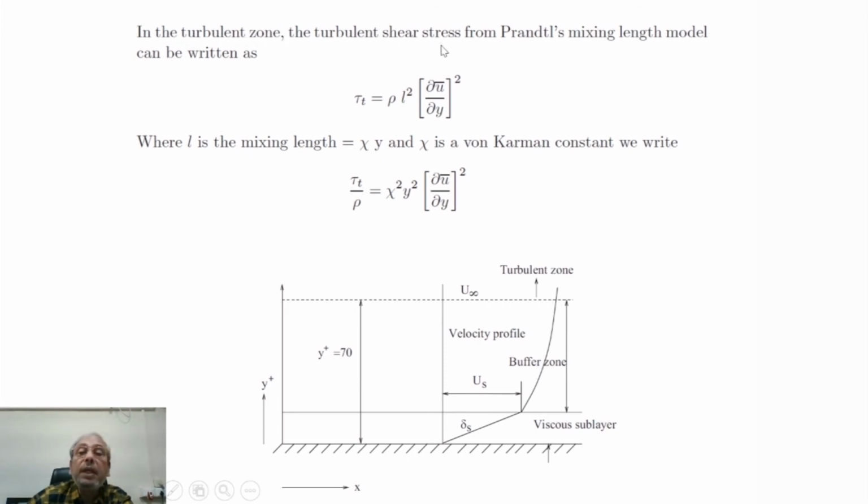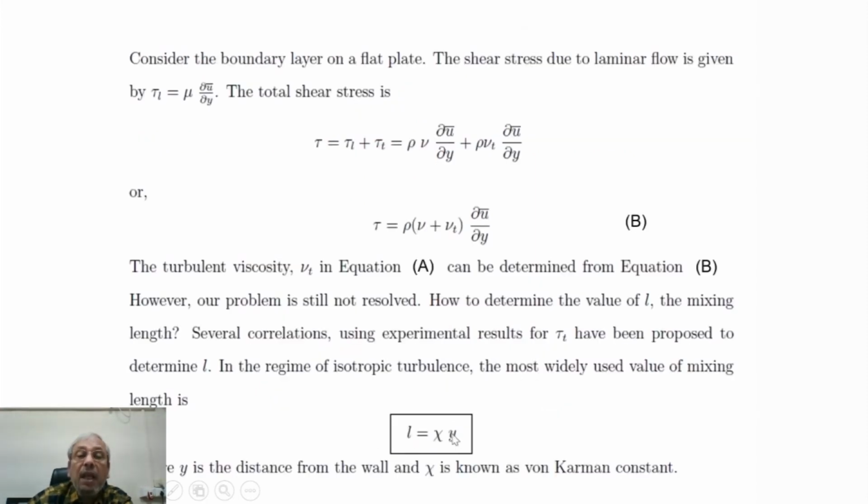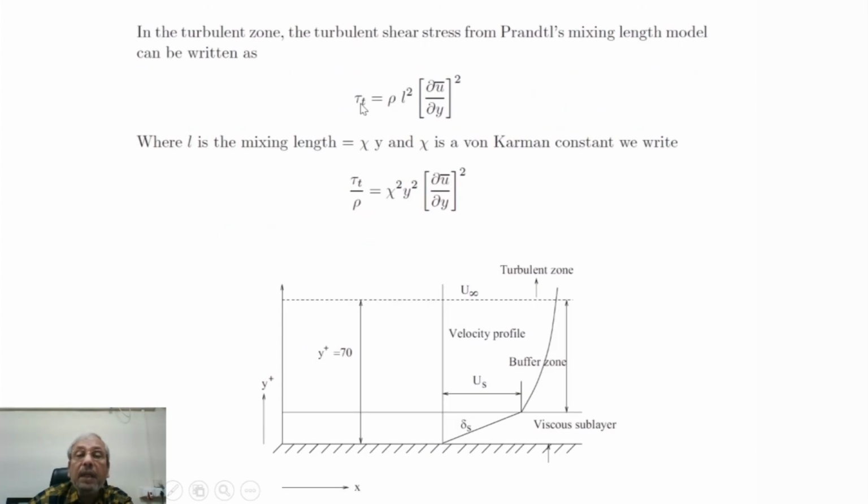In the turbulent zone, the turbulent shear stress from the Prandtl mixing length model, we have already seen, is given by nu t, and nu t is given by L square del u del y. So now we can write tau t is equal to rho L square del u bar del y into del u bar del y. So we can write tau t equal to rho L square del u bar del y squared.